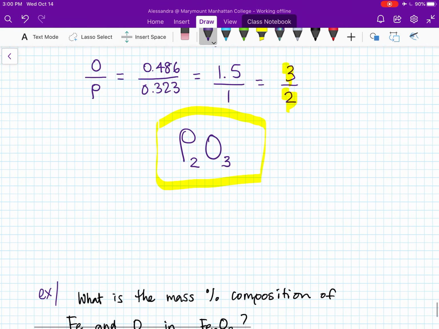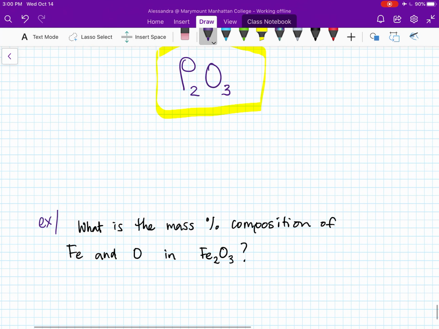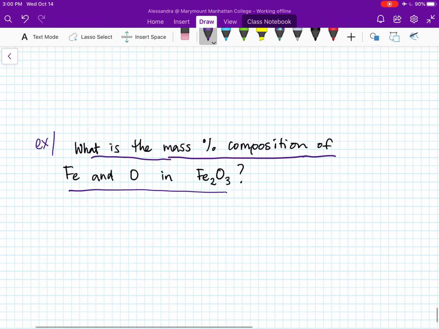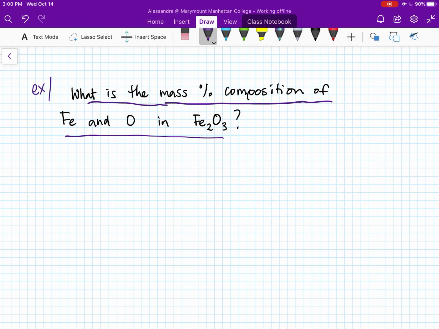So now I would like to start with a formula and determine the mass percent composition of the elements in that compound. So here is another example. What is the mass percent composition of iron and oxygen in Fe2O3? So I'm given the formula. Can I figure out the mass percent composition? So once again, the formula here, this is a molecular formula, but it's also the lowest whole number ratio. So the iron to oxygen ratio is equal to 2 to 3.